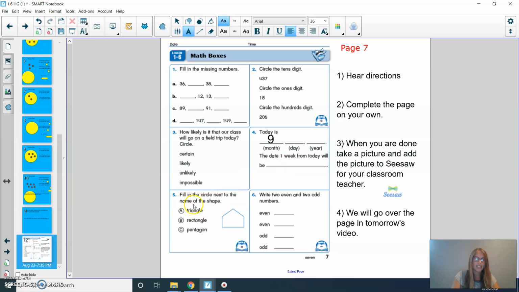Fill in the circle next to the name of the shape. So is this called a triangle, a rectangle, or a pentagon? And lastly, for number 6, I want you to write down 2 even numbers and 2 odd numbers.